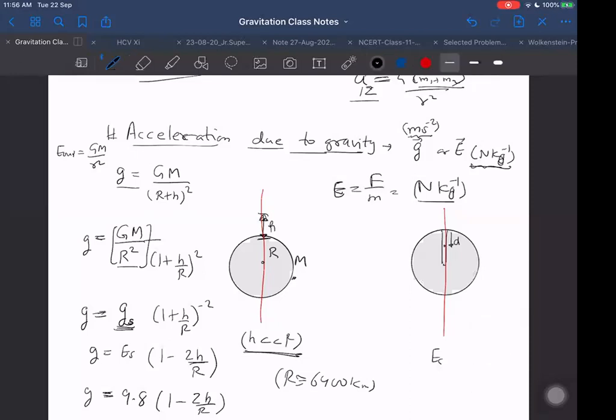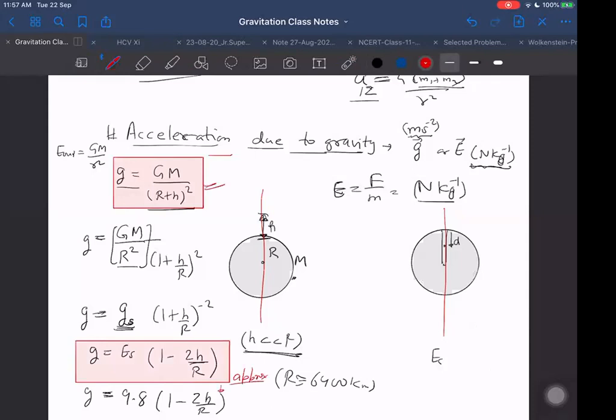For large values, use this formula here. This is not an approximate formula. This is the exact formula. We can use it for larger values also. There is nothing wrong in it. This is always valid. But this one is approximate. This one I should not use for larger values. Understand the difference. Even if I have to use this one, I can maybe use it, because I know g at the surface.